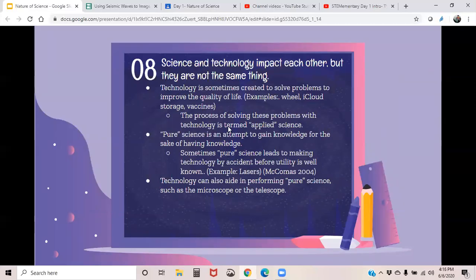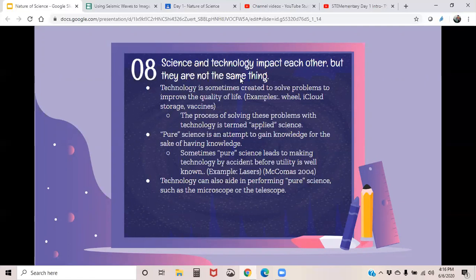Okay, so number 8 of 9 is science and technology impact each other, but they are not the same thing. And so in the article you've read that technology is sometimes created to solve problems, to improve the quality of life. For example, the creation of the wheel, or even iCloud storage, for how you could save all of your files without taking up space in real life with a disk or something. It's a more compact way to store your files and more of them.